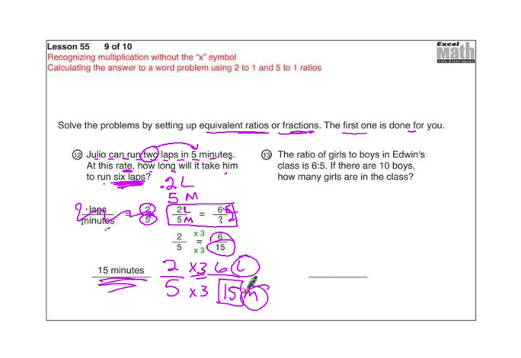And so, let's see here. We've got a ratio of girls to boys. And that means 6 is the girls and 5 is the boys. So you should write 6G over 5B. If you don't do that, you're going to miss this one. If there are 10 boys, how many girls are there? So when you put the 10 over here, do you put the 10 on the top or the bottom? Well, the boys are on the bottom. So you're going to put 10B down there. How do we get the girls? We multiply that times 2. So we're going to multiply this times 2. That means there are 12 girls in the class.